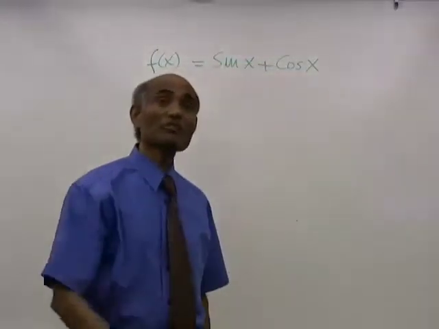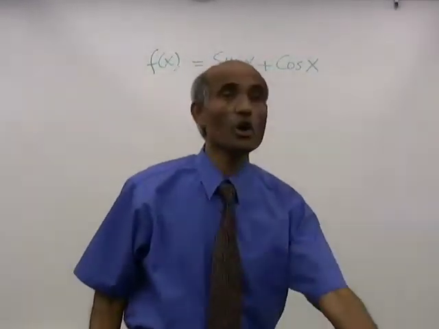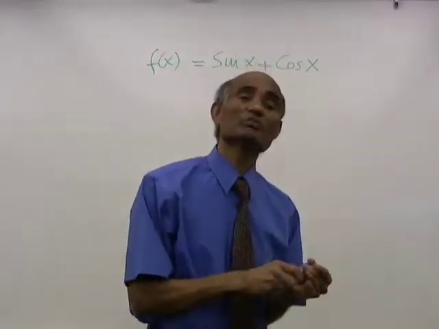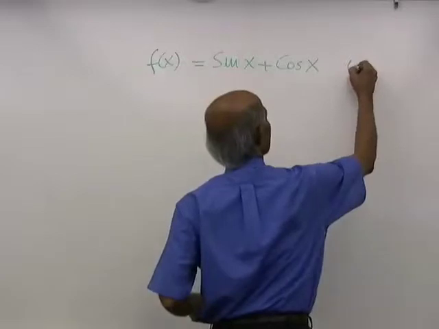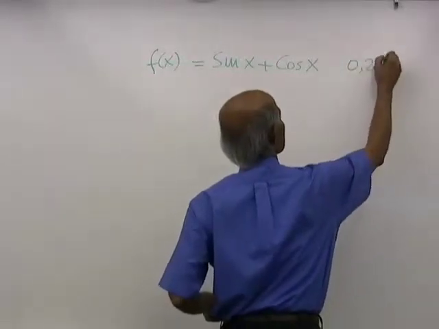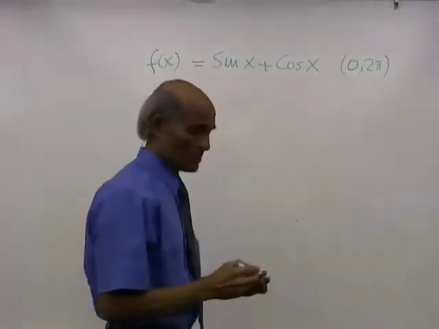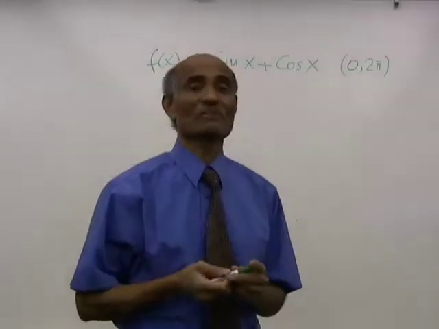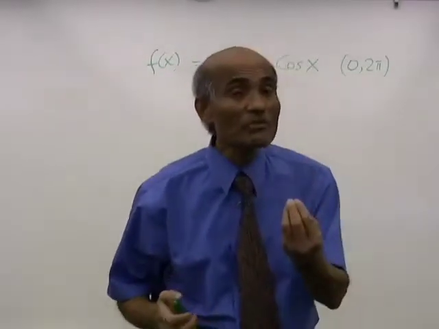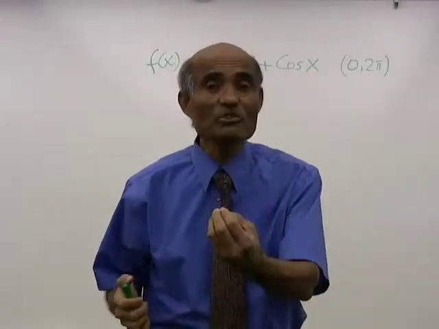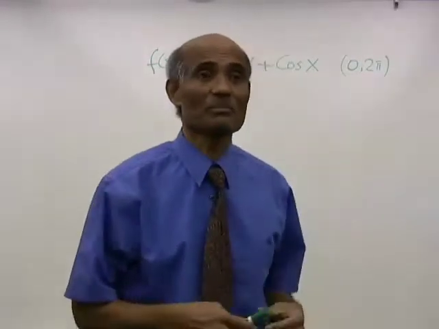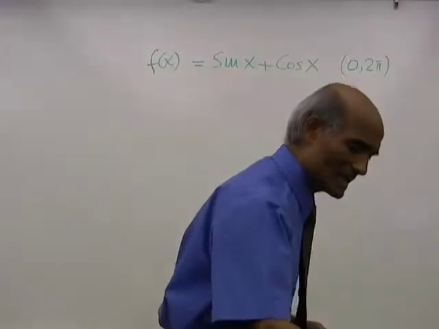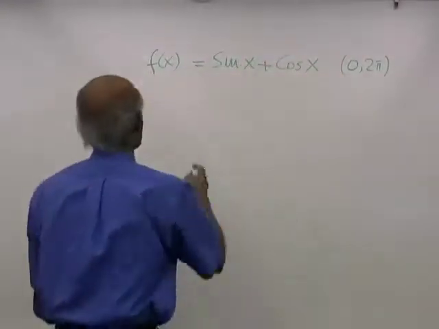Alright, our function is f of x equal to sine x plus cos x, and we need to find the graph of this, the behavior of this, on the interval 0 to 2 pi. Okay, what's the first step? Find the derivative of this, set it equal to 0, and find the critical numbers. That's our first step. Okay, let's start here.